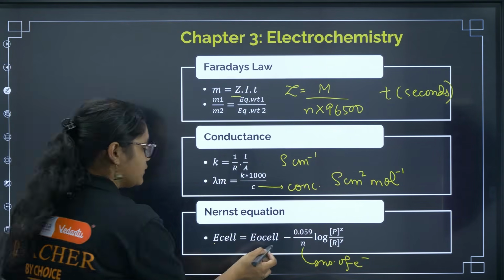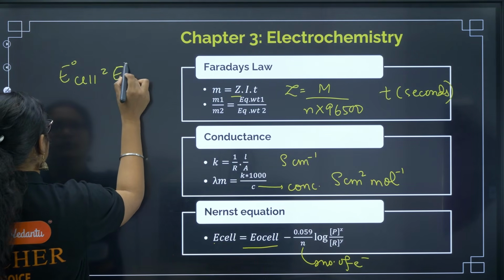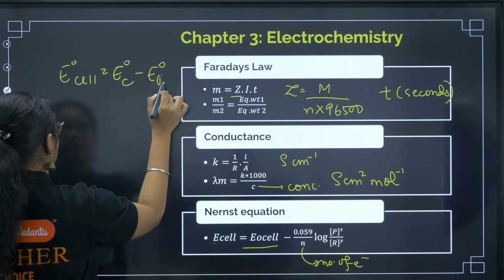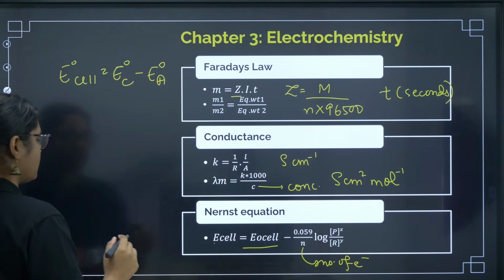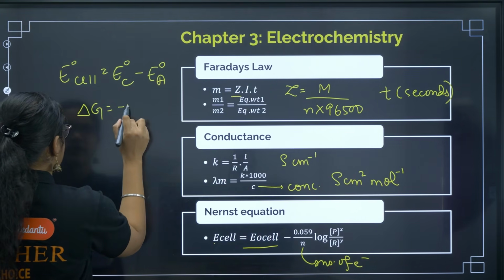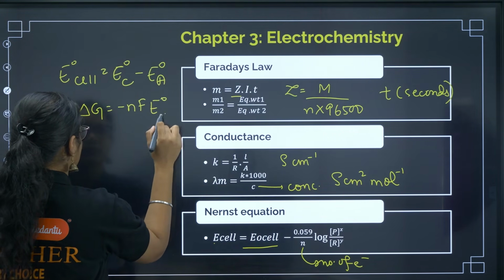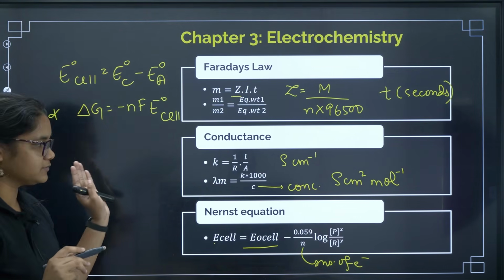Now here, how to find E naught of the cell: E naught of the cell is equal to E naught of cathode minus E naught of anode. Okay, so these three are there. Two important formulas that please add here. First is delta G is equal to minus nFE naught of the cell. This is one important formula that you should know. Questions are asked from this formula also.